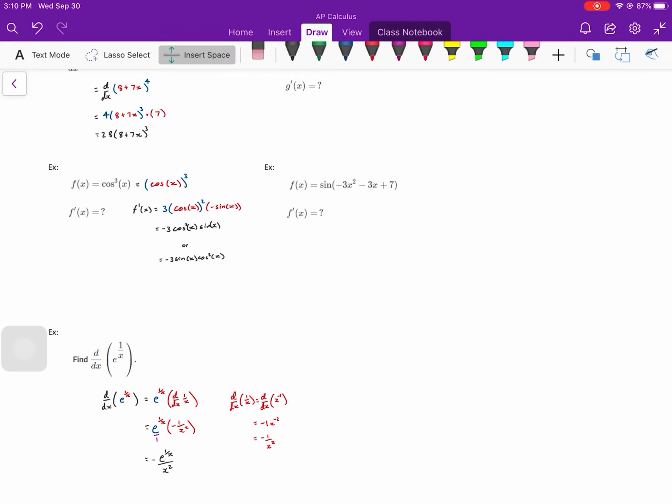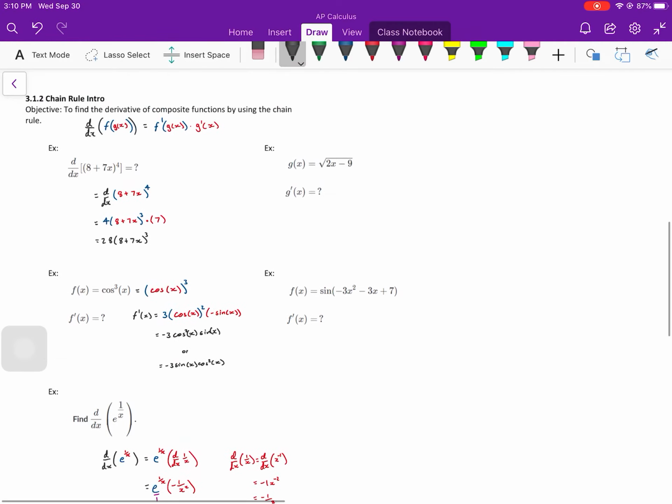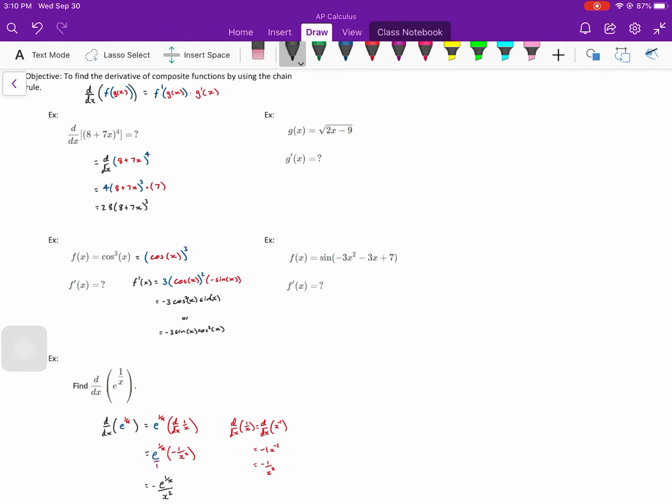And that's the chain rule. And we'll get more practice on this in the next unit, or the next section.